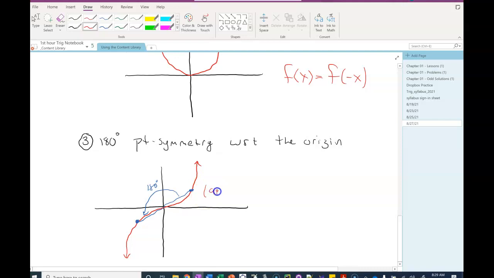So in general, if this is the point (a, b), this is the point (negative a, negative b).